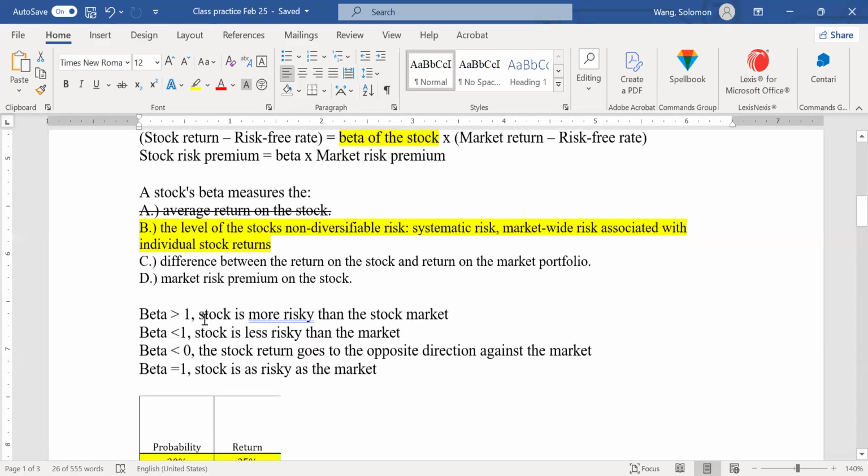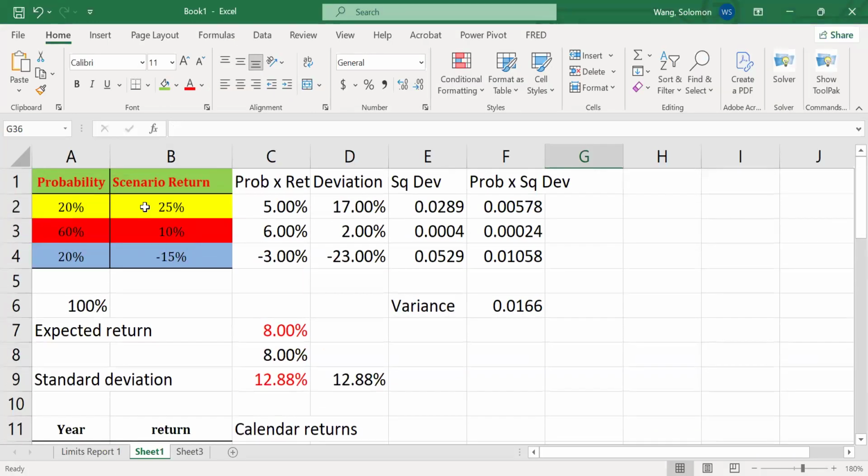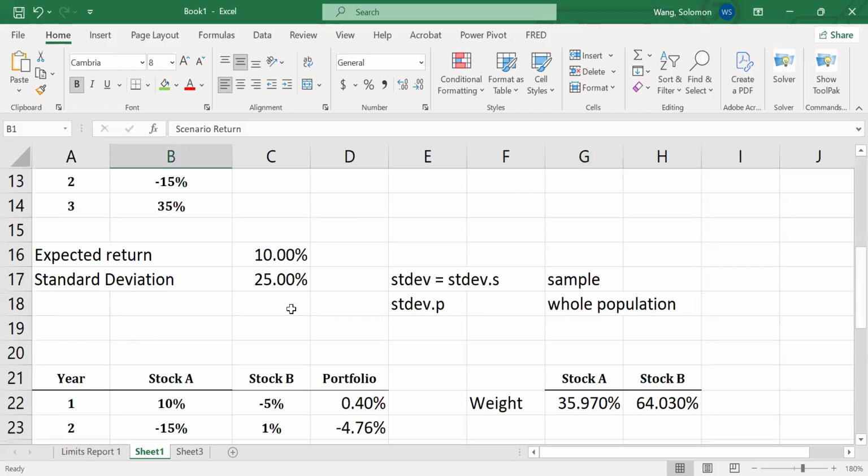And the beta is the association of the individual stock with the market. If it's greater than one, the stock is more risky than the market. If less than one, it's less risky than the market. Conceptually, you need to know how to calculate the expected return and standard deviation, and it could be more complicated if you have scenario returns and a probability for each scenario. It will be much easier if you have calendar returns.